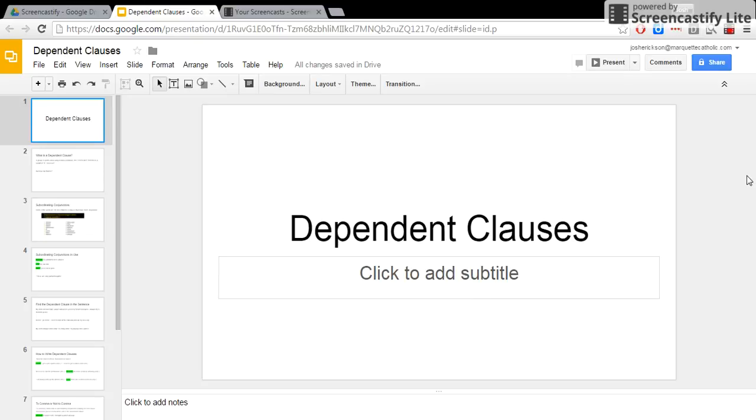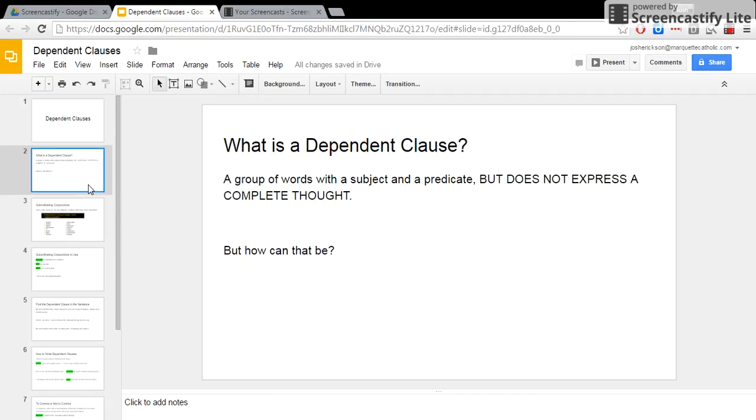Hello, everybody. We're going to talk about dependent clauses and how we use them, how you can use them in your writing, how to identify them, and all that fun stuff that comes when you think of dependent clauses. The first thing you're probably asking yourself is, what is a dependent clause?